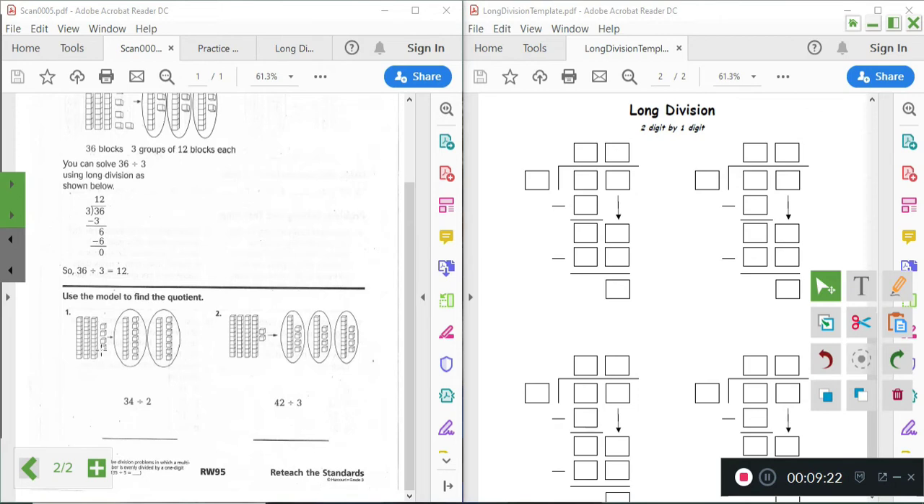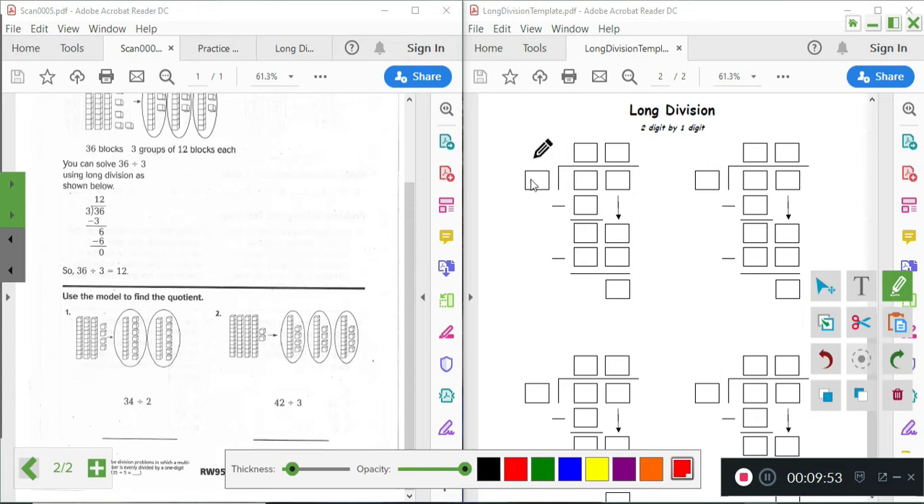But don't forget about the 1s. I have 4 1s. How do I split those in half or into 2 groups? Great job. Exactly. You add 2 more. So now I can see that 34 divided by 2 is 10, 11, 12, 13, 14, 15, 16, 17. Great job. But let's try doing this the long division way. Let's plug in these numbers.